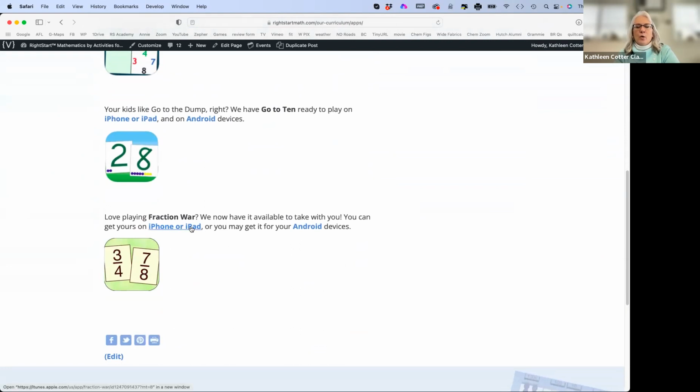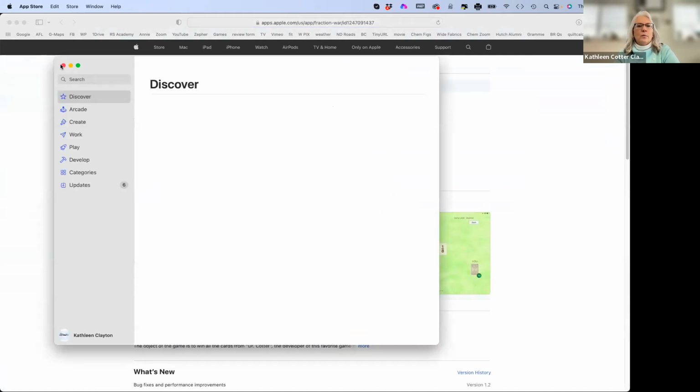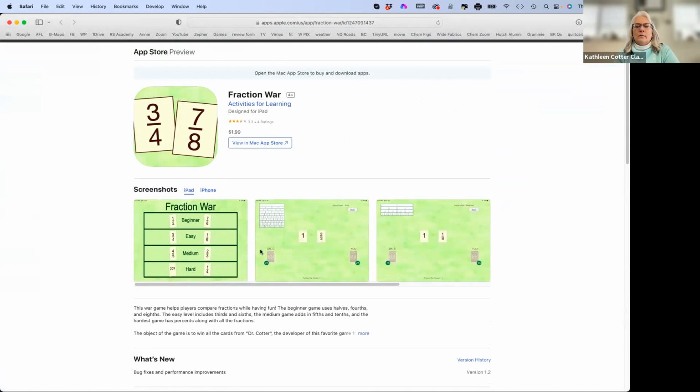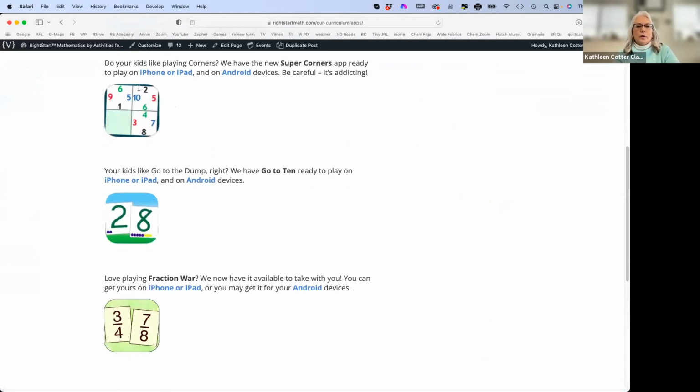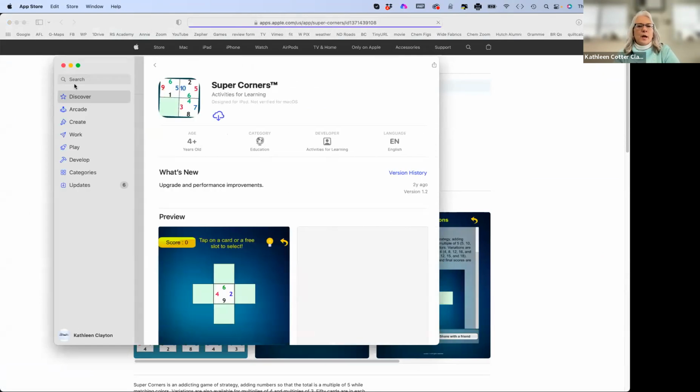So if I want to go to, here it is. Oops, we're apparently having an issue. There it is. $1.99. Let me see if I can go back here. So let's look at the corners one quick here. I'm an Apple user, so we're going to choose that one.